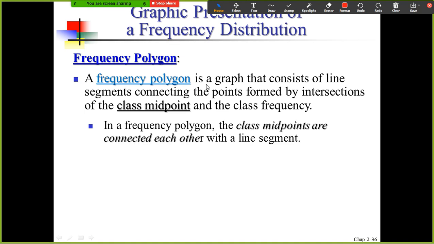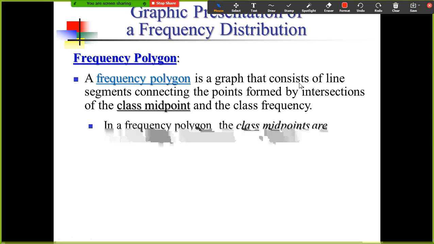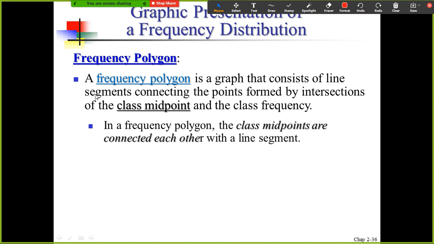Frequency polygon is a graph that consists of line segments connecting the points formed by the intersection of each class. Okay, so a frequency polygon is a graph that consists of line segments connecting points formed by intersections of the class midpoint and the class frequency.